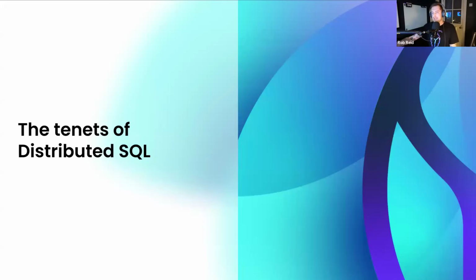So onto distributed SQL now. Let's look at the tenets of distributed SQL.